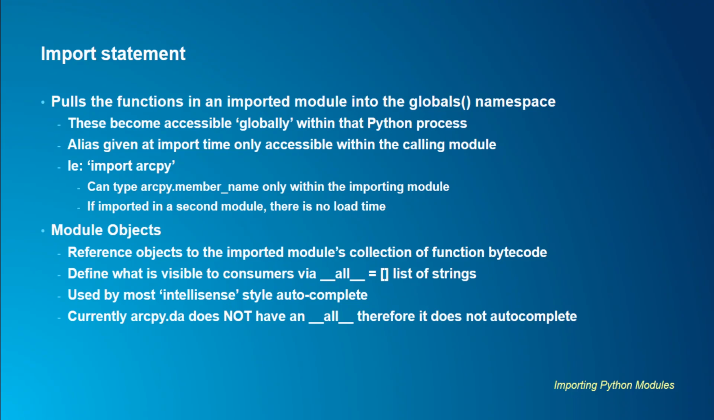For example, to things like autocomplete, IntelliSense, that sort of thing. So you may notice if you're using arcpy.da in Visual Studio or PyCharm or something along those lines, it currently doesn't autocomplete. The reason for that is that arcpy.da is a compiled C class and therefore doesn't have an __all__ in the module. So it basically can't talk to Visual Studio and let it know what's going on. That's something we're looking at improving in the near future, getting that to work with all of the IDEs that are available.